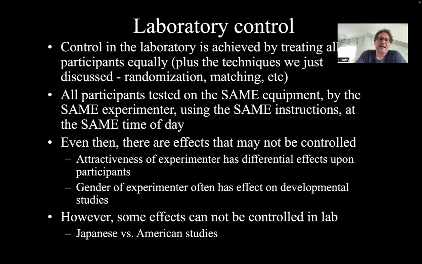But also some effects can't be controlled in the lab. I can't control whether you're Japanese or American, or whether you're from an African American background or a Caucasian American background. Some things we just can't control because people bring them into the laboratory as features that they have. But being very careful when you're doing laboratory experiments that you're doing it in a way that will not bias results in one direction or another is really important.